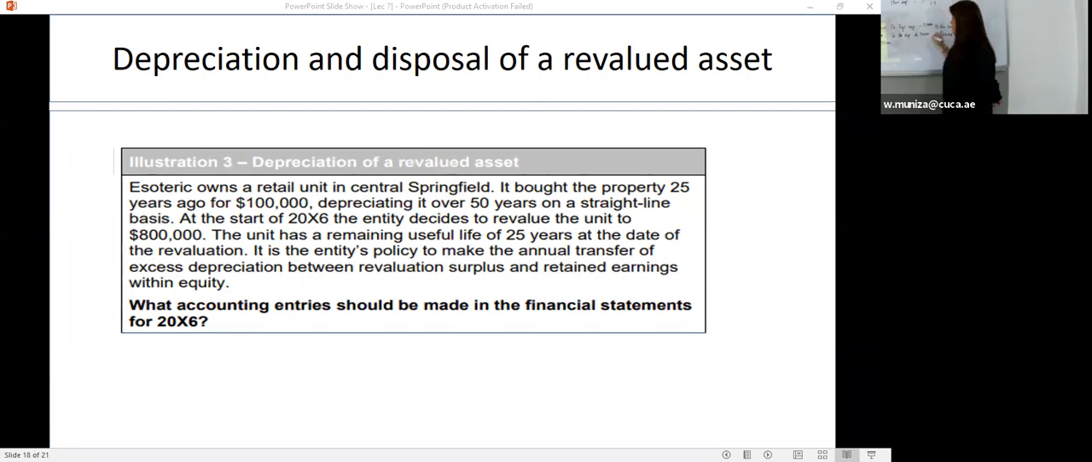Clear? Now, over here, because we have to transfer the excess depreciation to the retained earnings from the revaluation surplus, we have to see what is the difference between the old depreciation and the new depreciation. How much has been the old depreciation? 2,000 per year. The new depreciation is 32,000 per year. How much excess is there? 30,000. So now we are going to transfer it to our retained earnings. 30,000 excess depreciation. Clear?